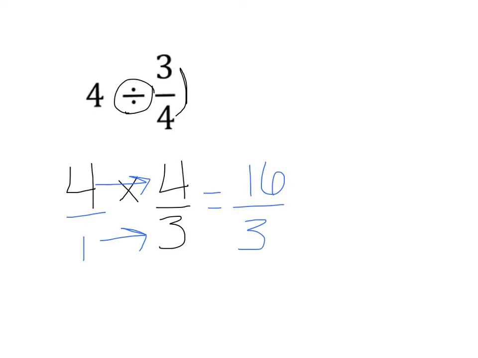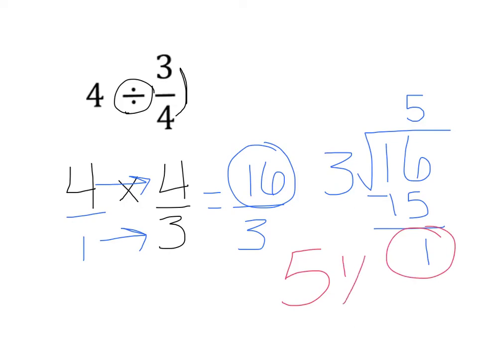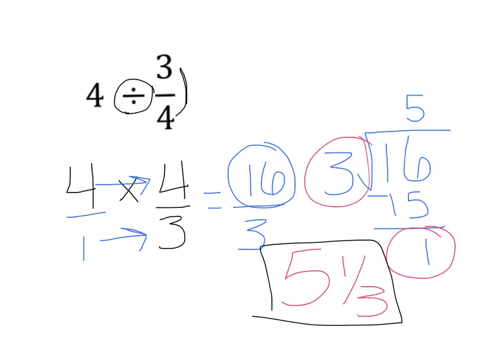Now remember, I need to simplify this. So to do that, the top number goes inside the division sign, and the 3 goes on the outside. Well, 3 goes into 16 5 times, and we have 15. Subtracting 15 from 16, we get 1. So we are left with our answer of 5 1/3.